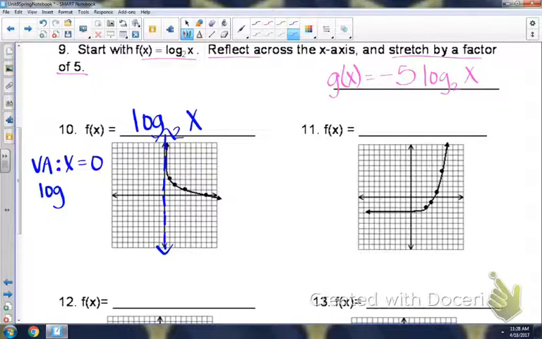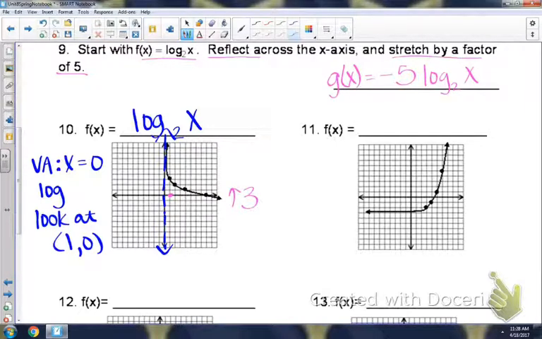What I want you to look at is on your log parent function, our 1, 0 point. So what I want you to do on these is I want you to plot 1, 0. Now, we know it didn't shift left or right because of our vertical asymptote. It stayed at the same spot. So what do we need to do to this point to get to go up or down? We need to go up 3.